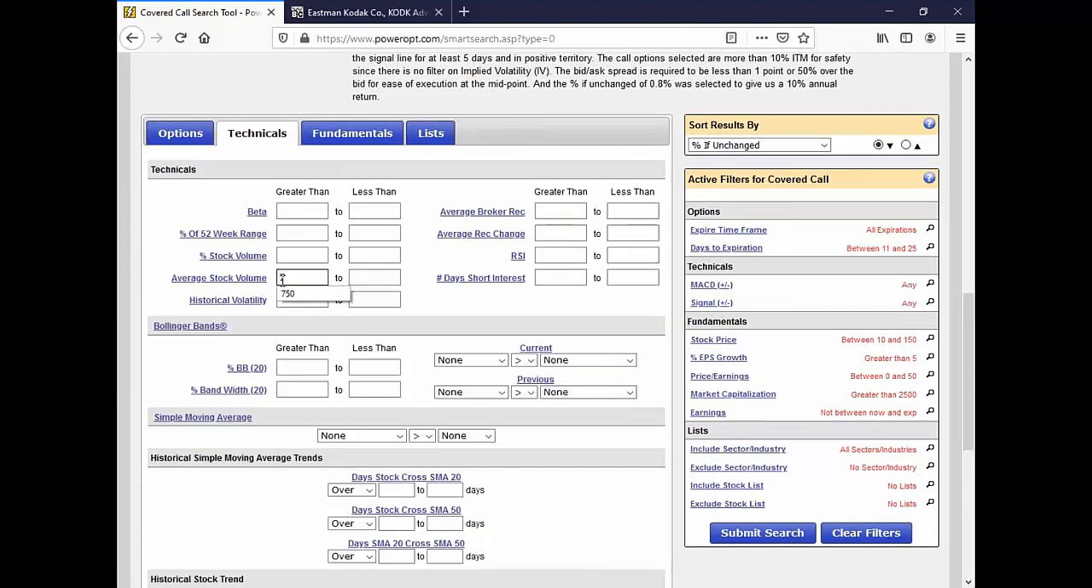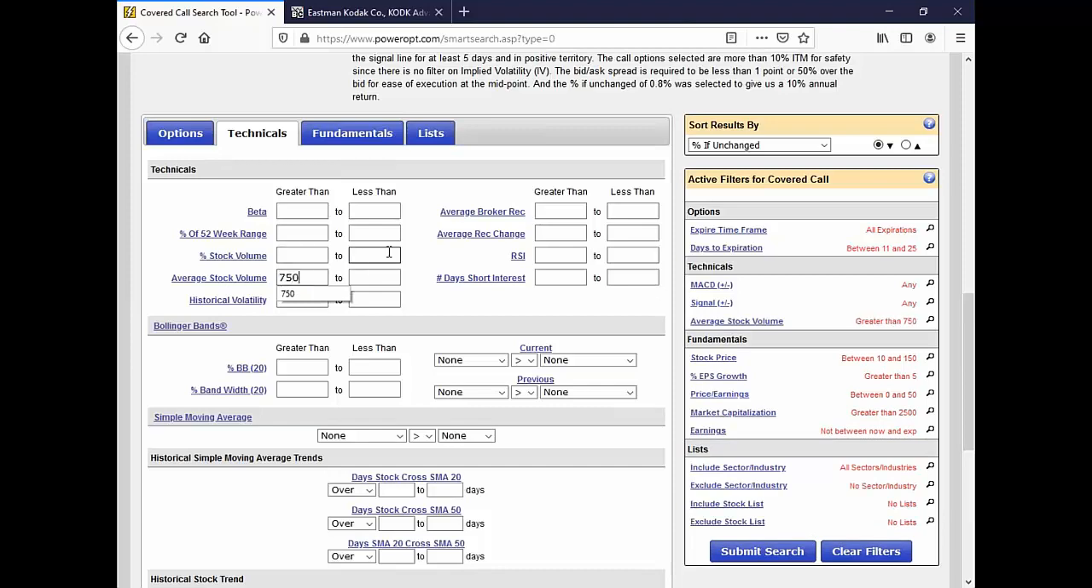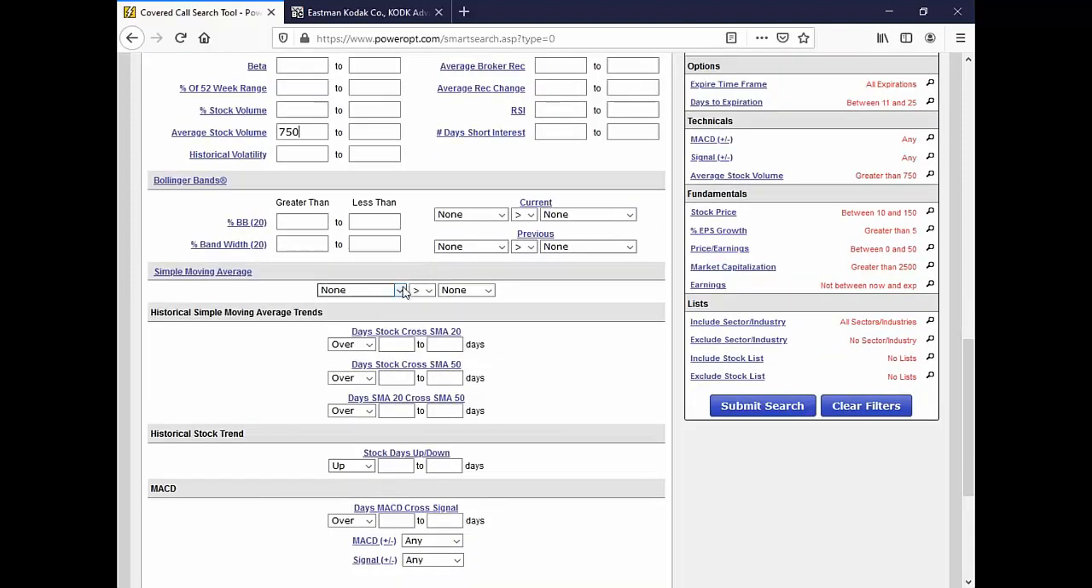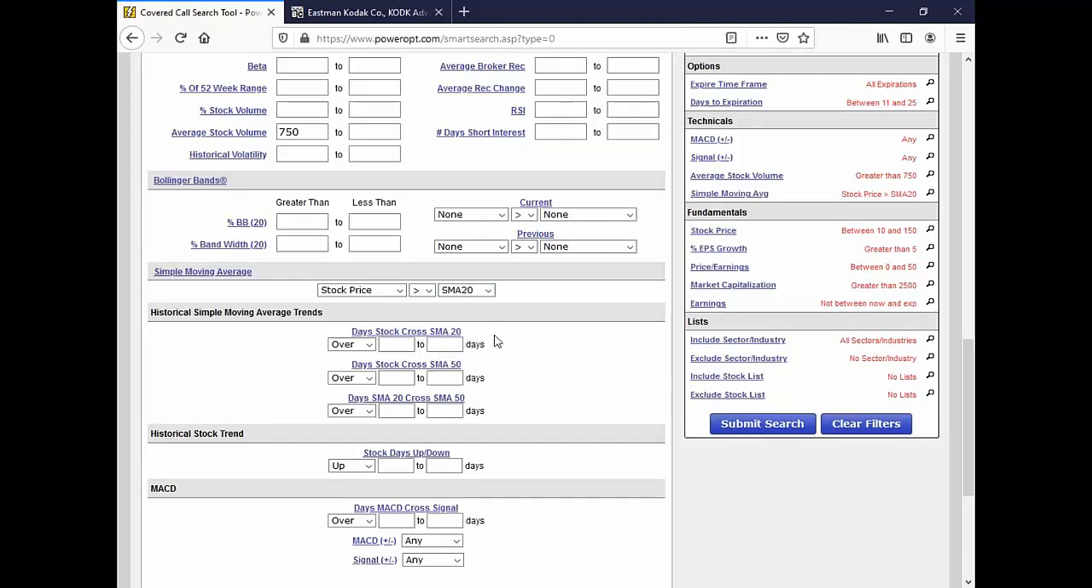What do I want? I want a good average stock volume. We'll start off at 750,000. I want to see a stock in an uptrend. And since I just chose this particular covered call, looking for a stock price to be greater than the SMA 20. I'm sorry, I rephrased that. Looking for 11 to 21 days, I'm going to look for stocks trading above the SMA 20.